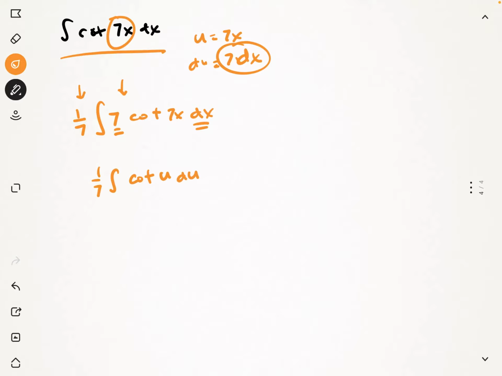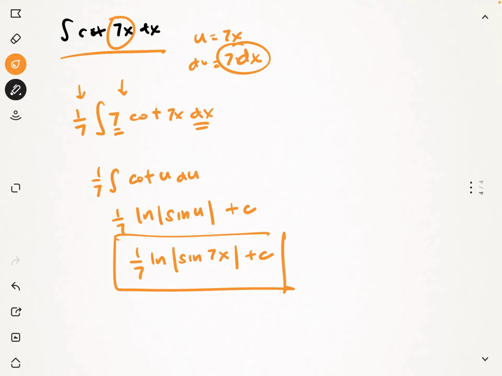And then when we do our integral from our cheat sheet, the integral of cotangent is going to be ln sine x, ln absolute value sine x. So this is going to be 1/7 ln absolute value sine u, technically, right? Plus c. And we can substitute back in our 7x for our u. And then we're done.